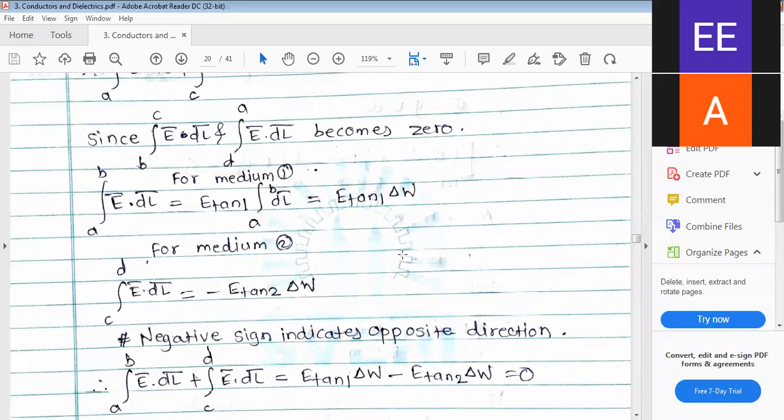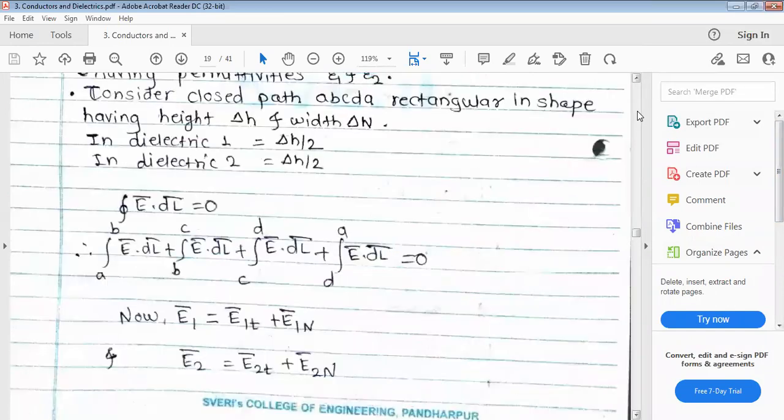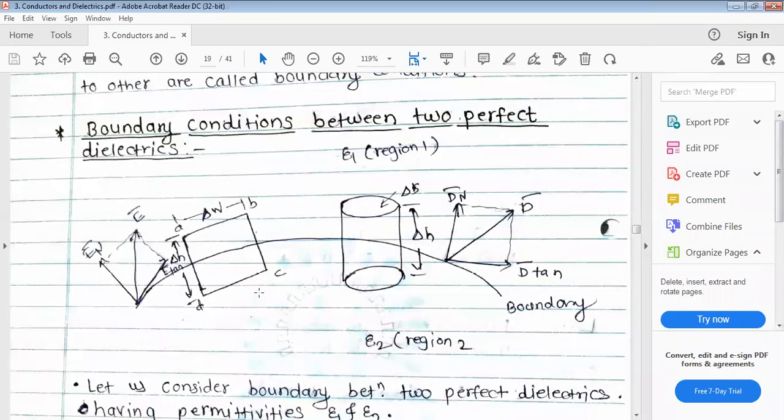Now, similarly, we have to consider the next path, which is in region 2, right? In this region 2, the path is C to D, right?